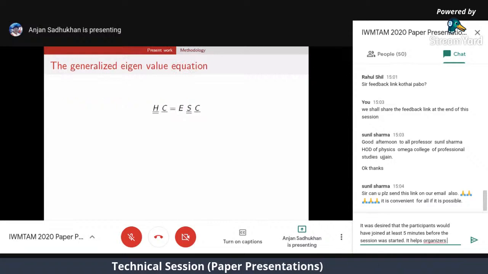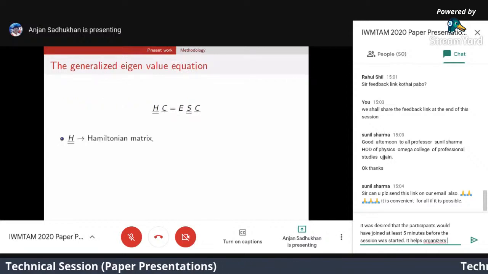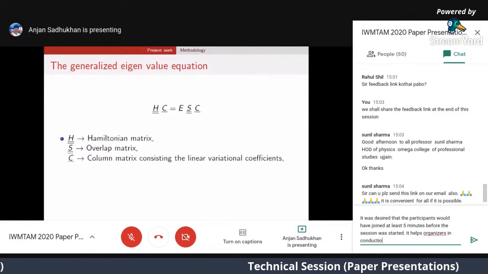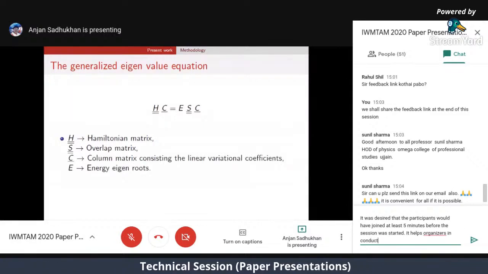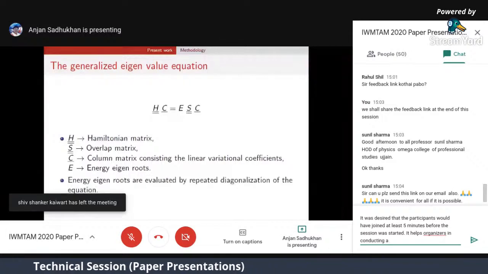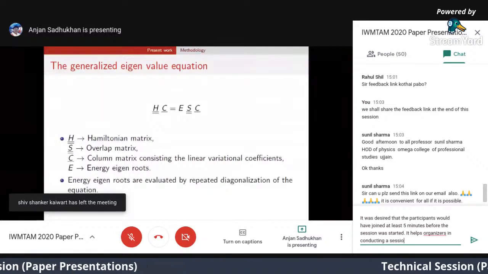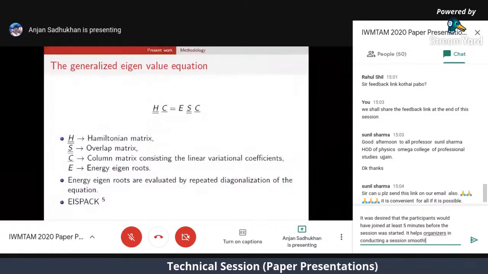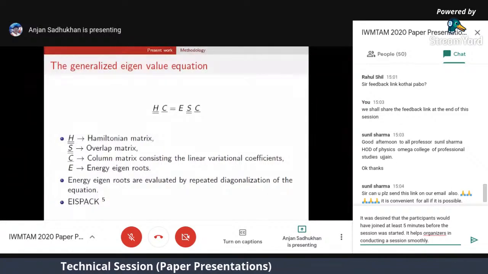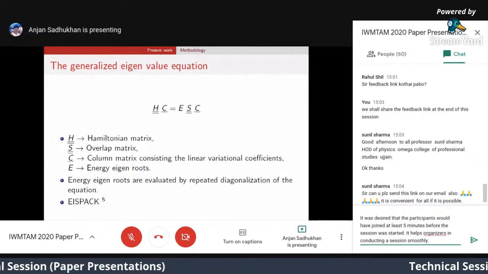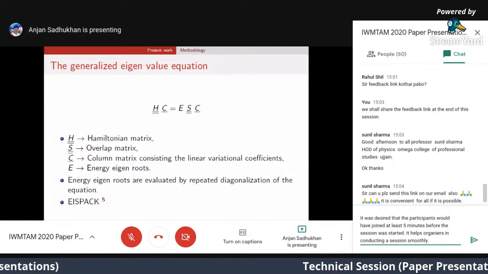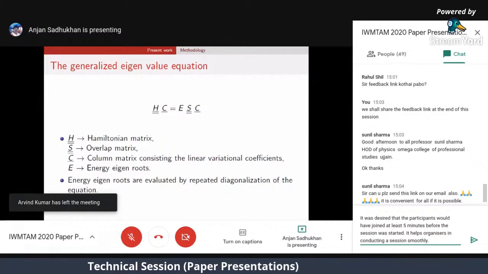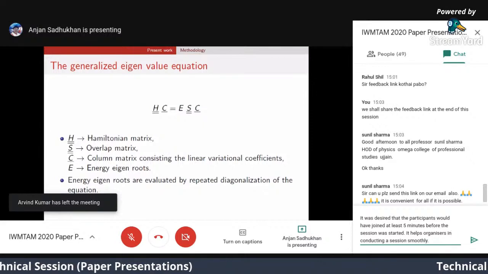Now, the energy eigenvalues are evaluated by repetitive diagonalization of the generalized eigenvalue equation. For this purpose, we have used ISPAC as the diagonalization subroutine, and all the calculations we have done in quadruple precision. And this is the generalized eigenvalue equation, where H is the Hamiltonian matrix, S is the overlap matrix, C is the column matrix consisting of the linear variational coefficients, and E is the eigenvalue.